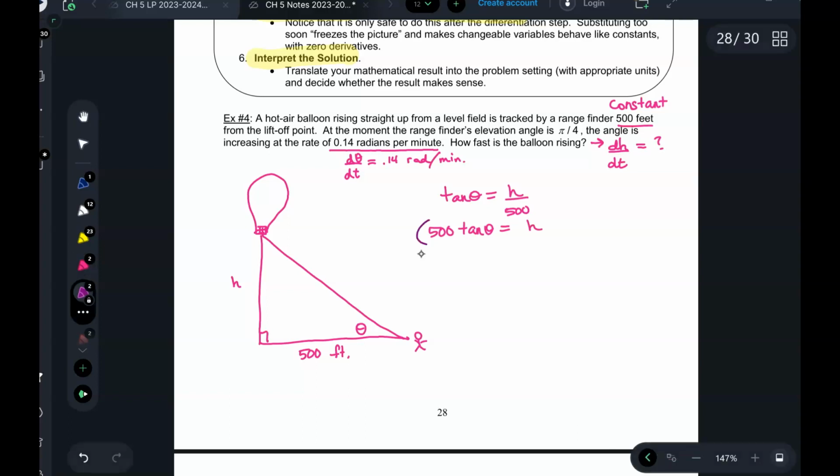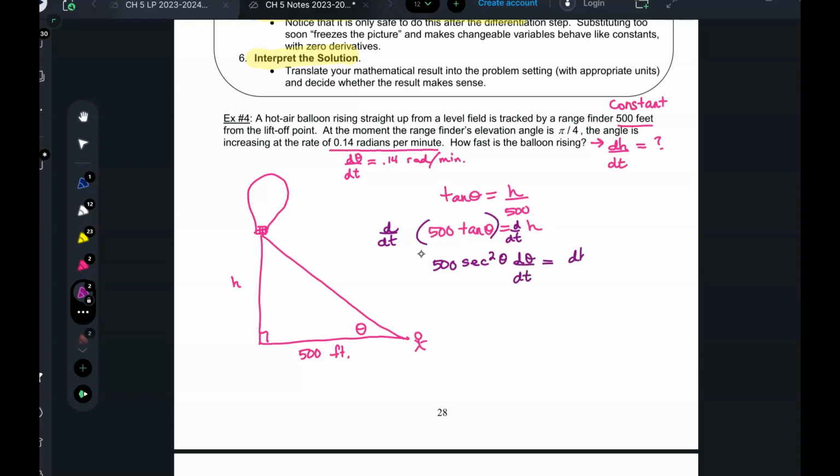Okay, so we can take d/dt of both sides. What's that going to give us on the left side? 500 secant squared theta d theta dt, and we're looking for dh/dt. Can we solve this all the way, or are we stuck? We can definitely solve this because there's something else we were given. At the moment, the rangefinder's elevation angle is pi over 4. It's increasing at 0.14 radians per minute. So we already wrote it down.